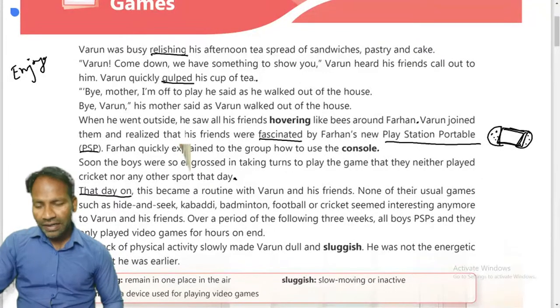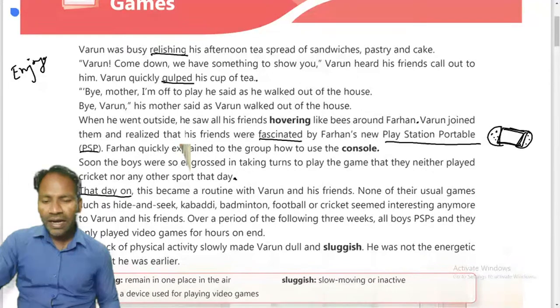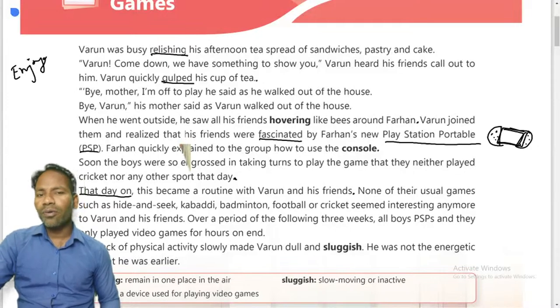From that day, when Farhan brought the PSP, this became a routine with Varun and his friends. From that day they forgot all their other physical games and were completely attracted towards the virtual game. It became their routine. Daily, they started playing only the virtual games with the PSP.